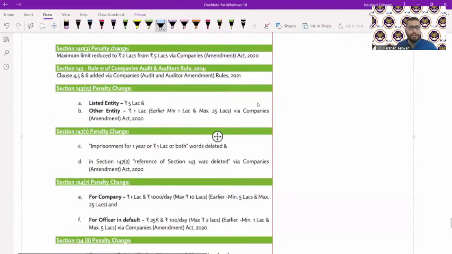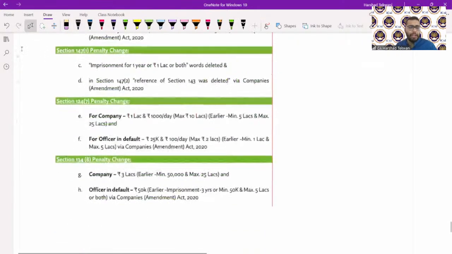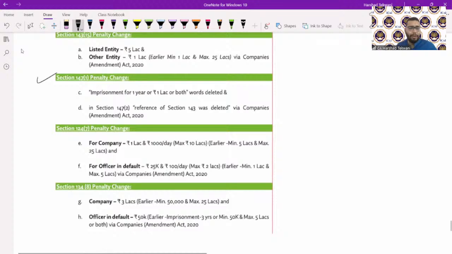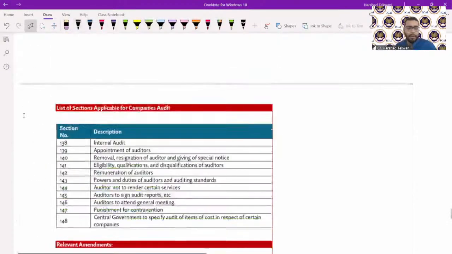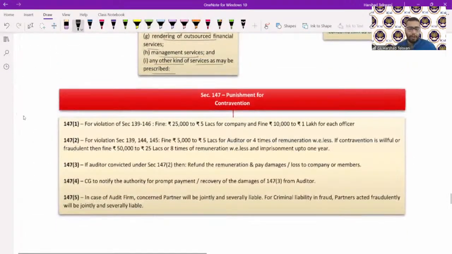We saw this particular change in penalty, where the maximum amount was reduced from 5 lakh to 1 lakh. That we have already taken care of. That maximum limit was reduced from 5 lakh to 2 lakh. We already saw in 140 subsection 3 the penalty change. Now we are talking about the change in 141, 147. This is the particular section we are talking about.